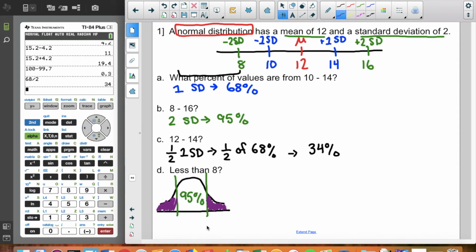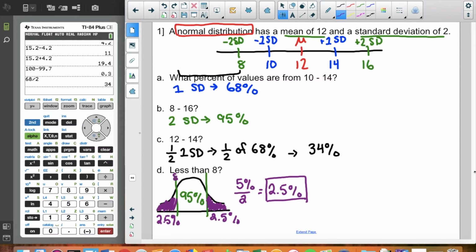Now, normal distribution is even on both sides, so they're equal. So we would have to take the 5% left and divide it by 2 to see what's left. 5 divided by 2 is 2.5%. So that means this will be 2.5 and this will be 2.5, because that's what's outside that 95% interval. So less than 8 is this 2.5%, because this would be our 0.8 on our chart, and less than that was the 2.5.